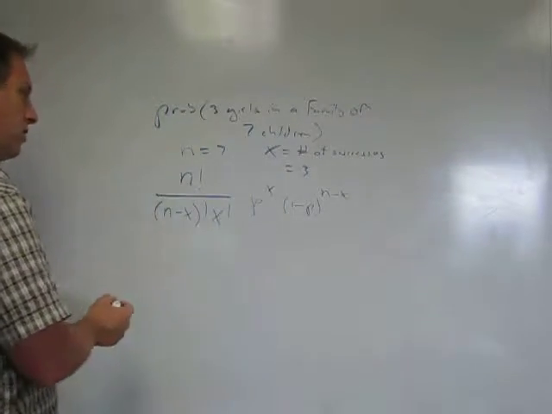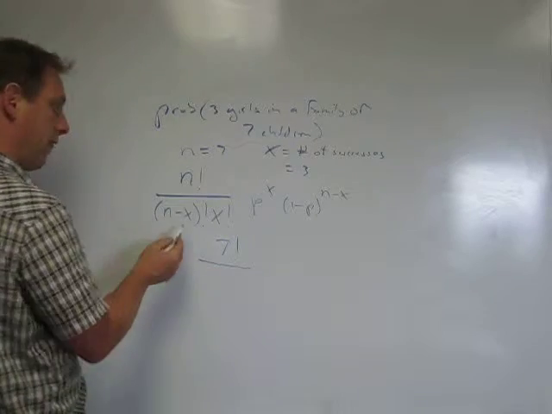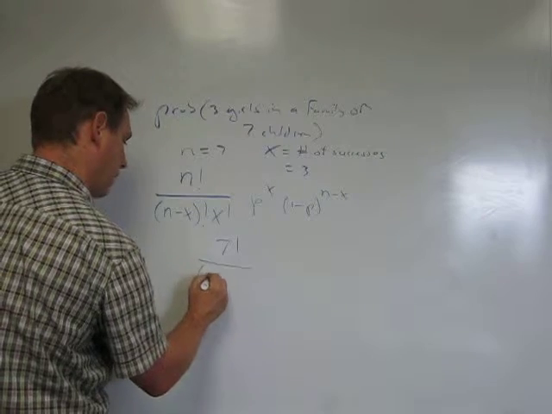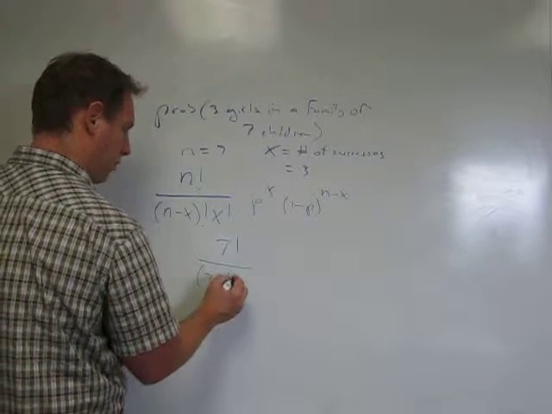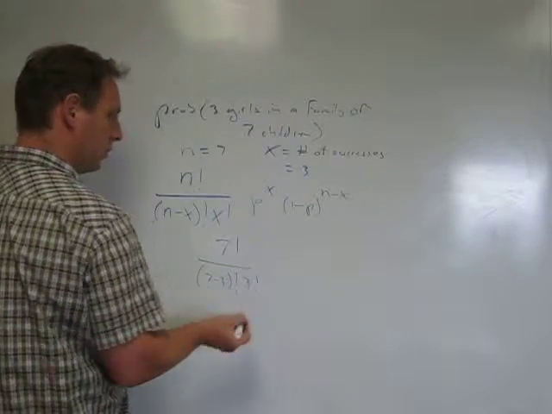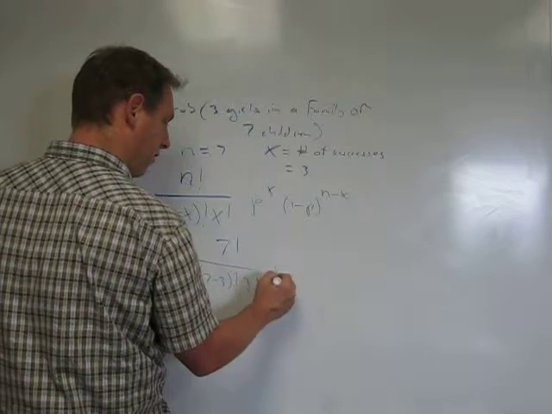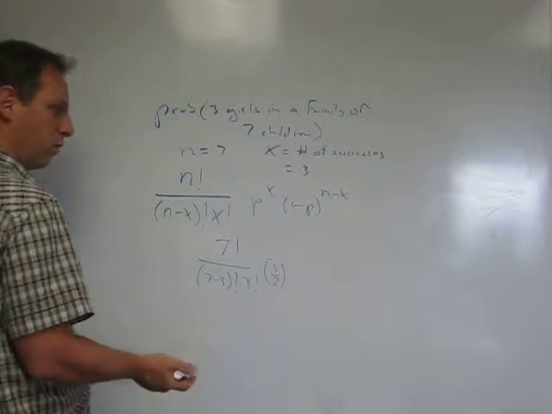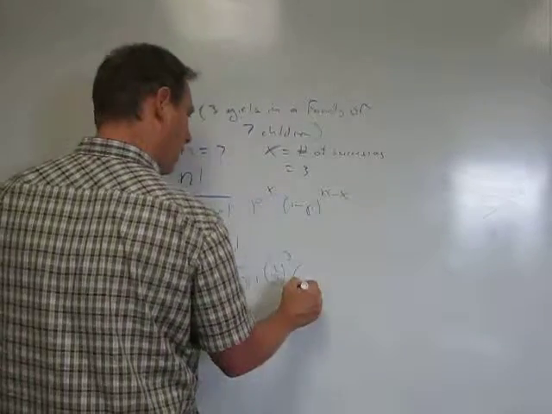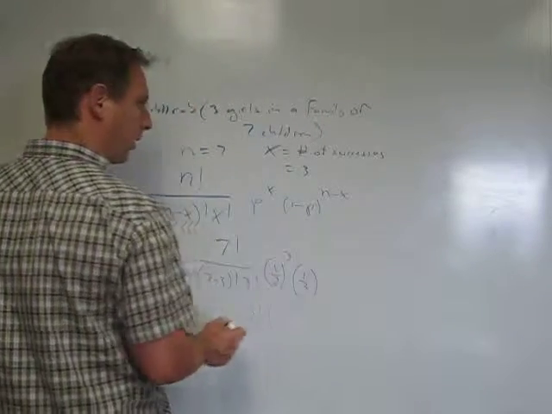So let's just simplify this. I'm saying there are 7 trials, so it's going to be 7 factorial, okay? Now, n minus x is 7 minus 3, which is equal to 4, of course, factorial, times x factorial, which is the number of successes, 3 factorial, okay? Times p to the x, and in this particular case, p is a half, okay? The chance of a girl is equal to a half, to the 3rd power, okay? Times 1 minus p, which is also equal to a half, to the 4th power.